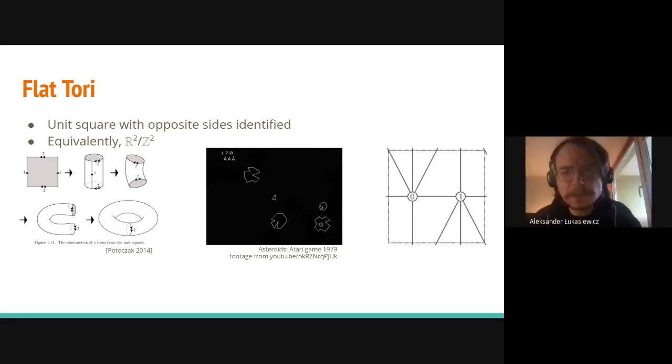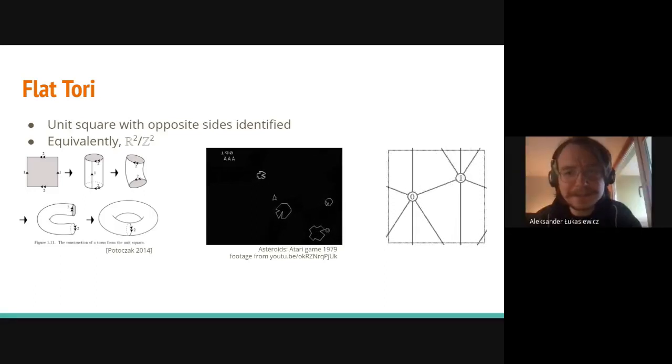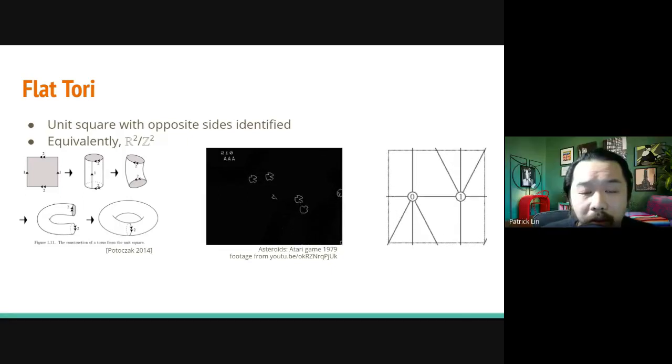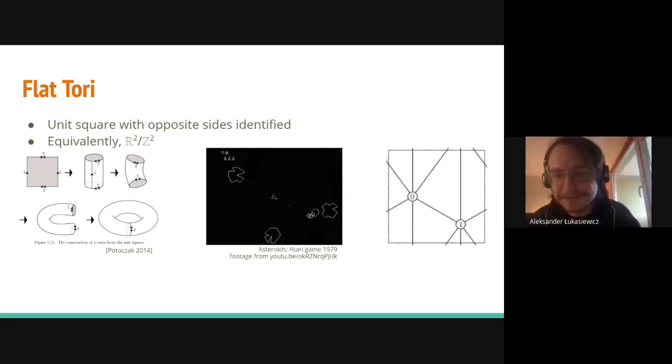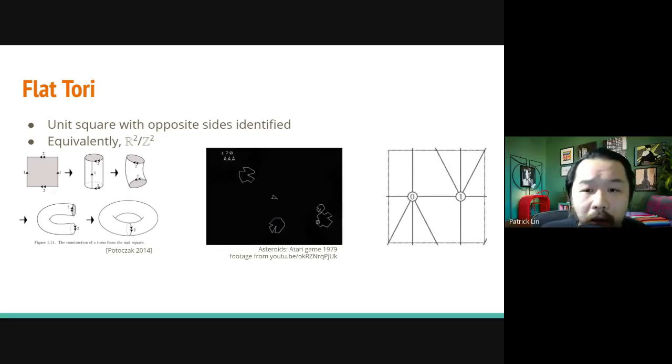But what do you mean by sort of? Isn't it the definition of a torus? Like you just divide R squared by Z squared, and that's the definition of a flat torus. That's the definition of a flat torus in terms of geometry.